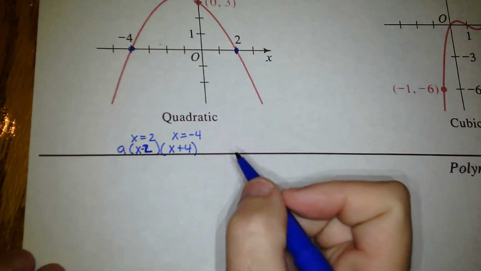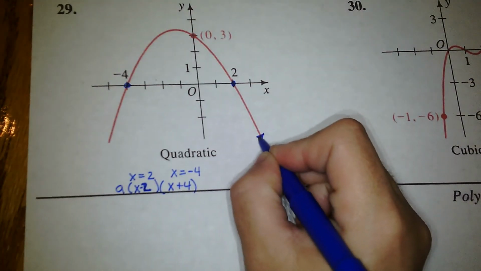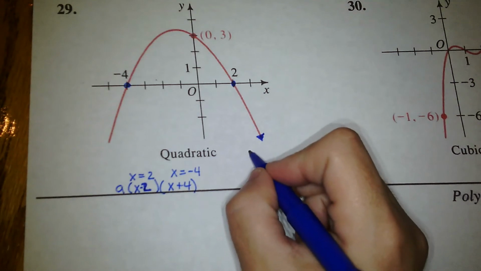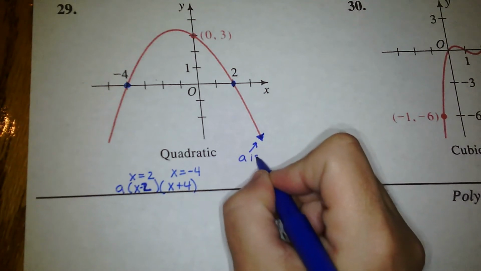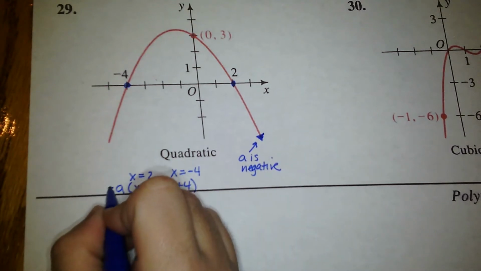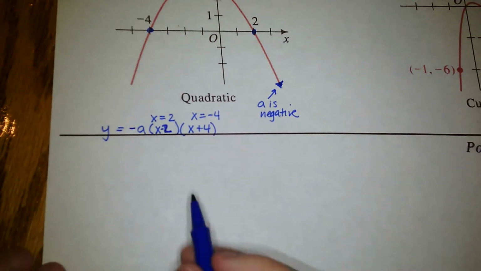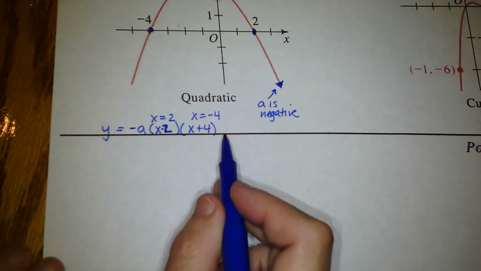But we have to recognize that this quadratic ends down. And if it ends down, that means that A is negative. So we have a negative A. So there's the first part of writing the equation.